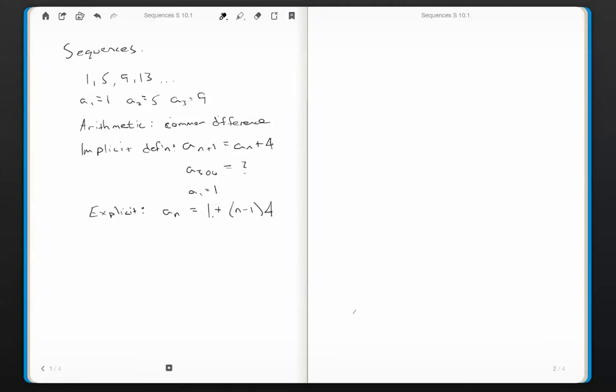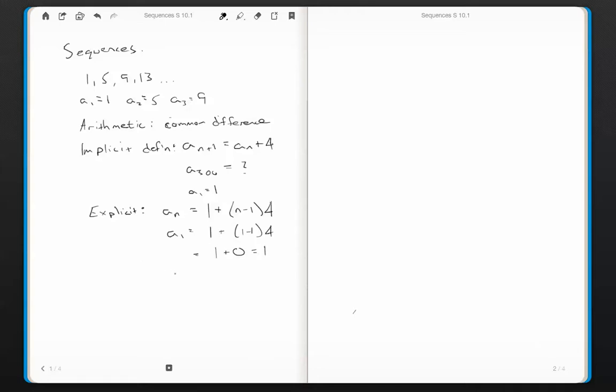All right, so what does that mean? The first one, a sub 1 up here, is 1. So a sub 1 equals 1 plus 1 minus 1 times 4, and that equals 1 plus 0 equals 1. Okay, so that works out.